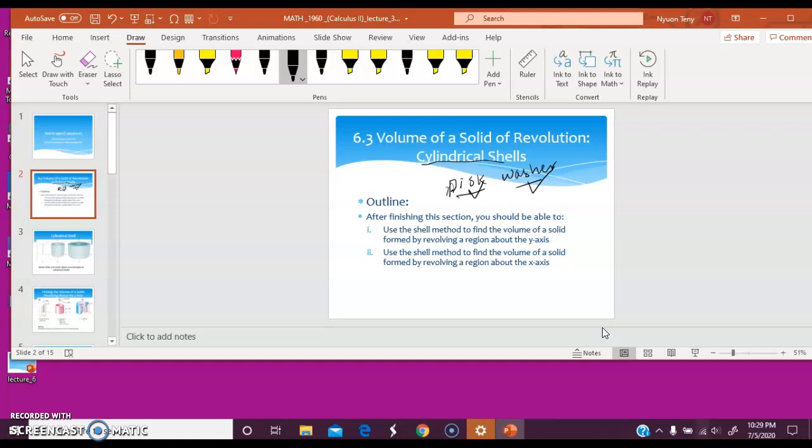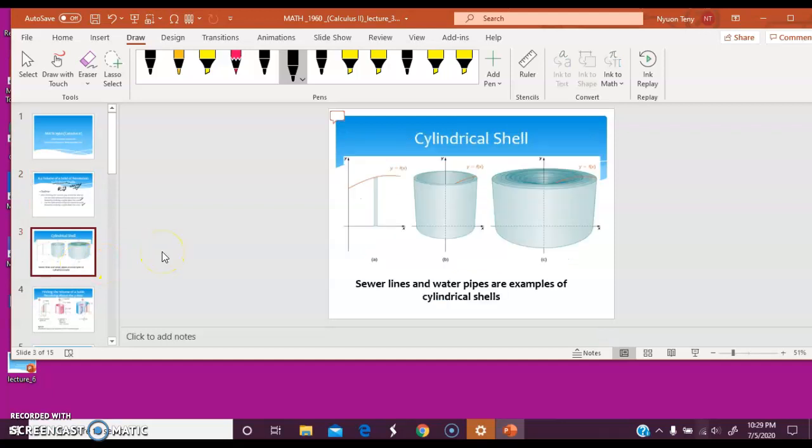We're going to use the shell method to find the volume of a solid of revolution formed by revolving around the y-axis. We will also use the shell method to find the volume of a solid formed by revolving about the x-axis. So a cylindrical shell looks like this. If I revolve a region around the y-axis, I'm going to find a volume of revolution.